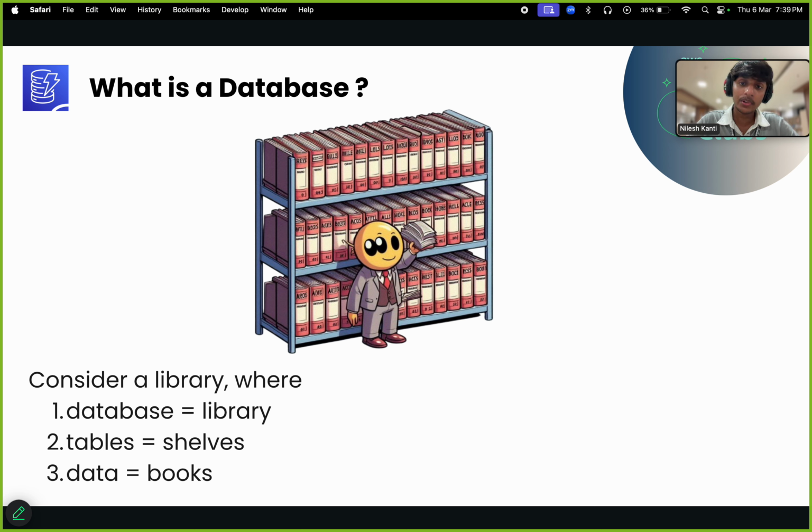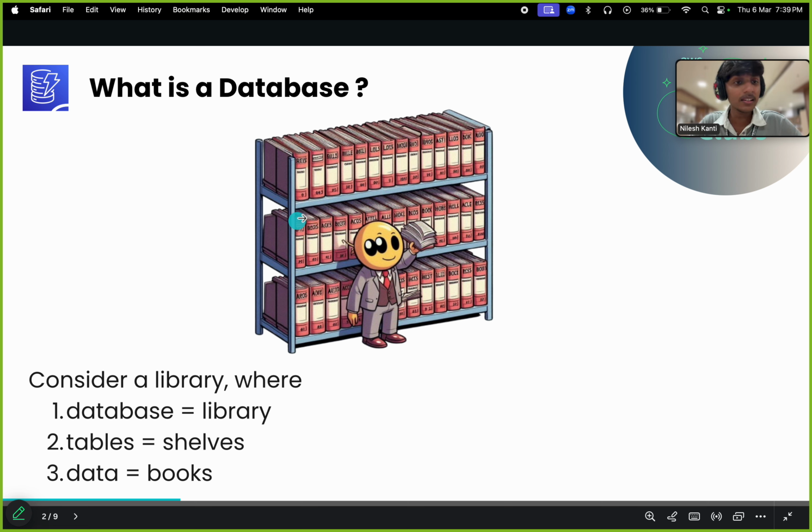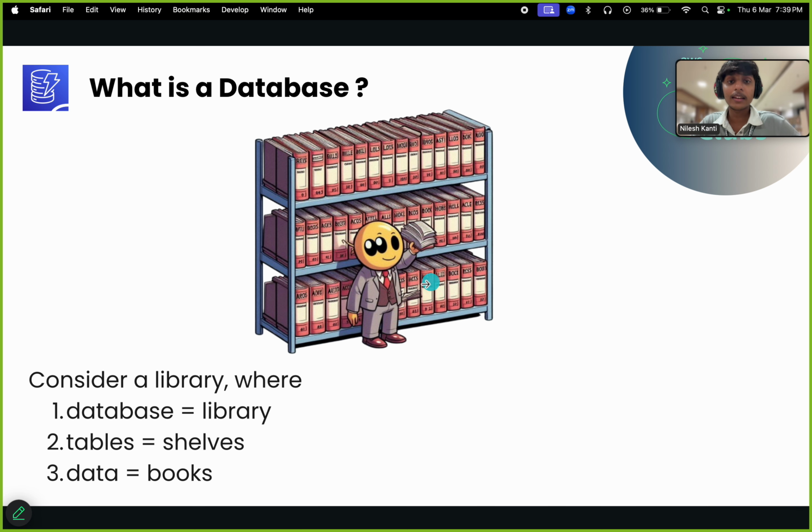Let us take an example of a library. Consider a library. There are lots of shelves in which books are kept. In a similar way, in a database, there are tables where data is stored. In order to find any book in a library, we use a catalog. In a similar way, to find any data, we use a query.